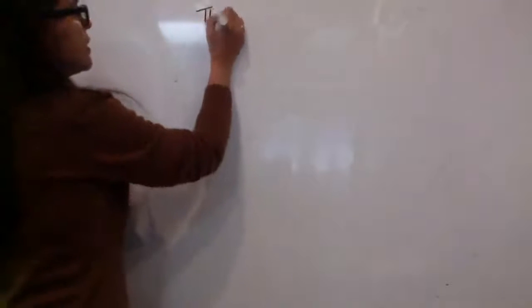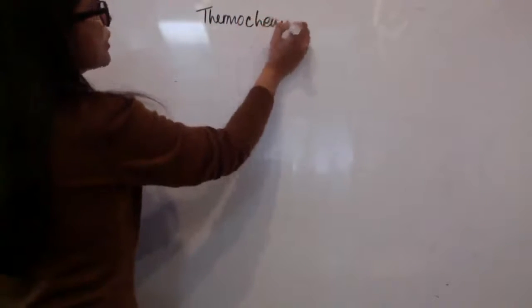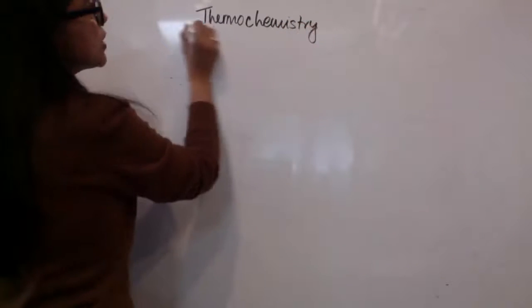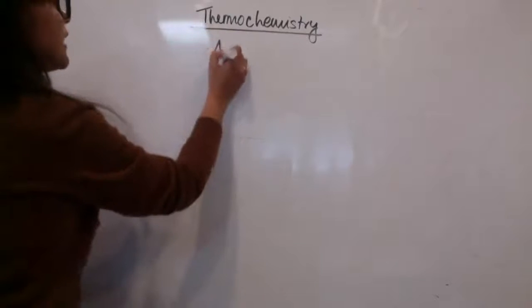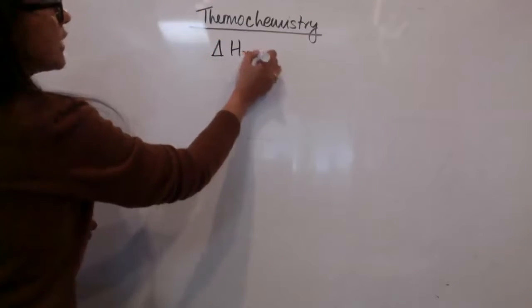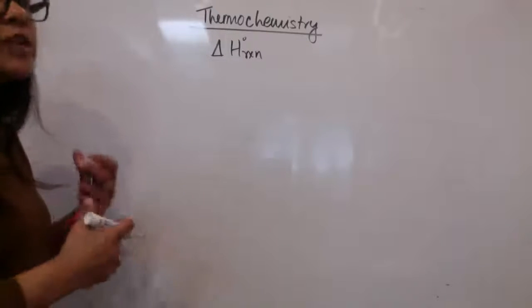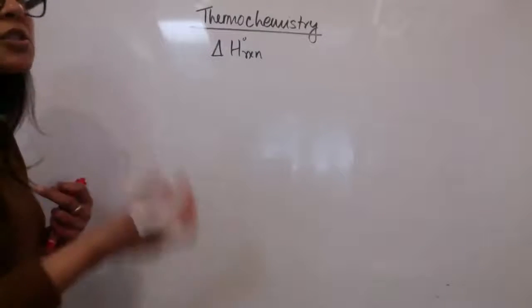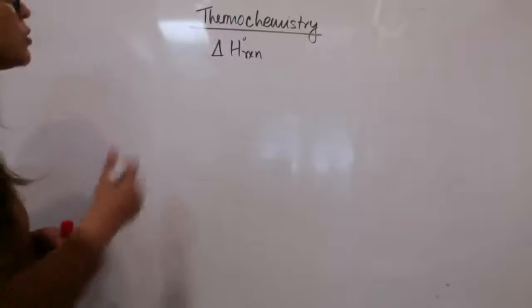In thermochemistry, there are many learning objectives, but pretty much in this chapter, our focus was on finding delta H of reaction, or standard enthalpy change of reaction, because we are interested in how much heat is released or absorbed during a chemical reaction, and we found different ways of doing it.